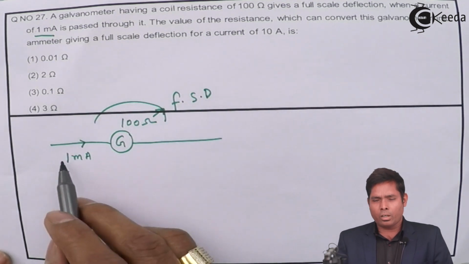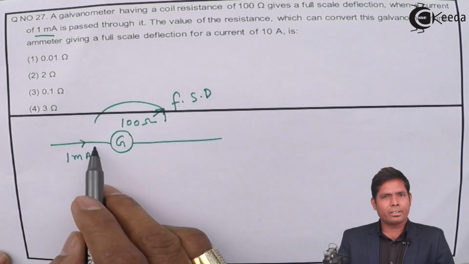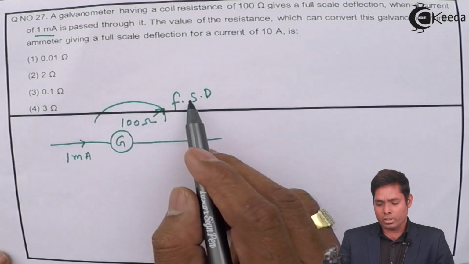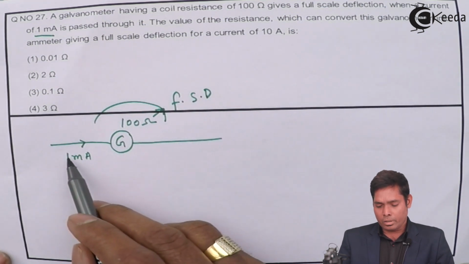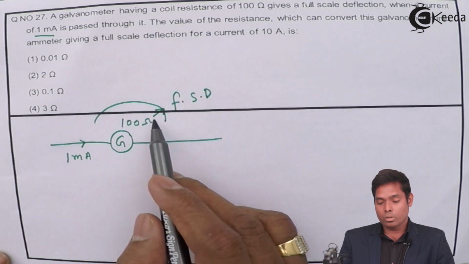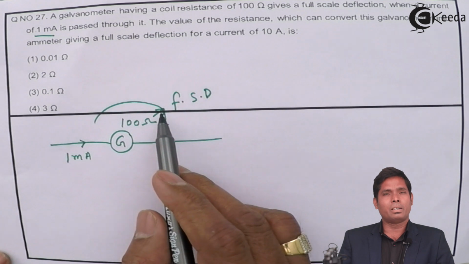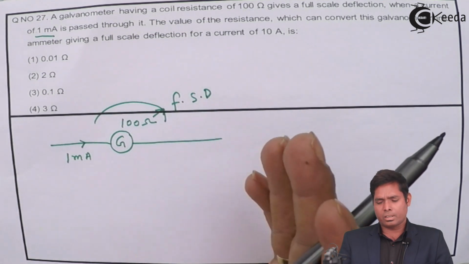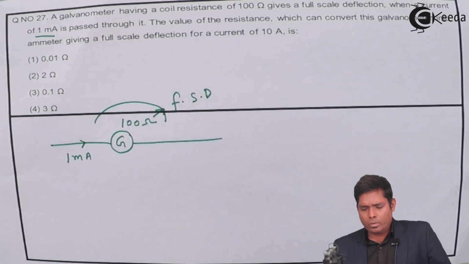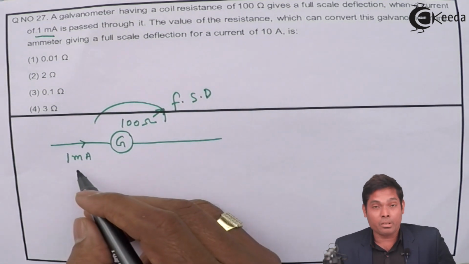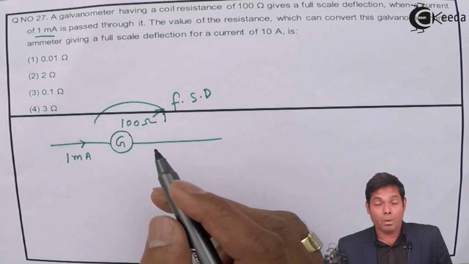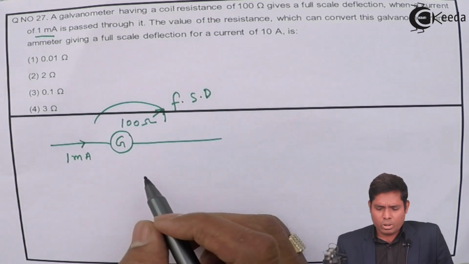That means if you send a little more current, it will still show that full scale deflection. That means if it is a little more than 1 milliampere, the reading will still show 1 milliampere because it has this limit. And if the current is very much higher than this value, the galvanometer might burn.